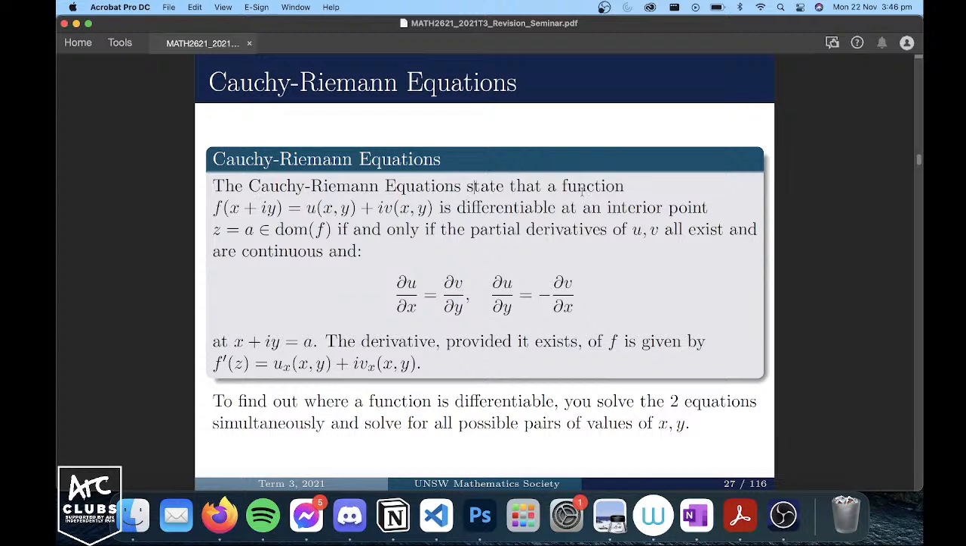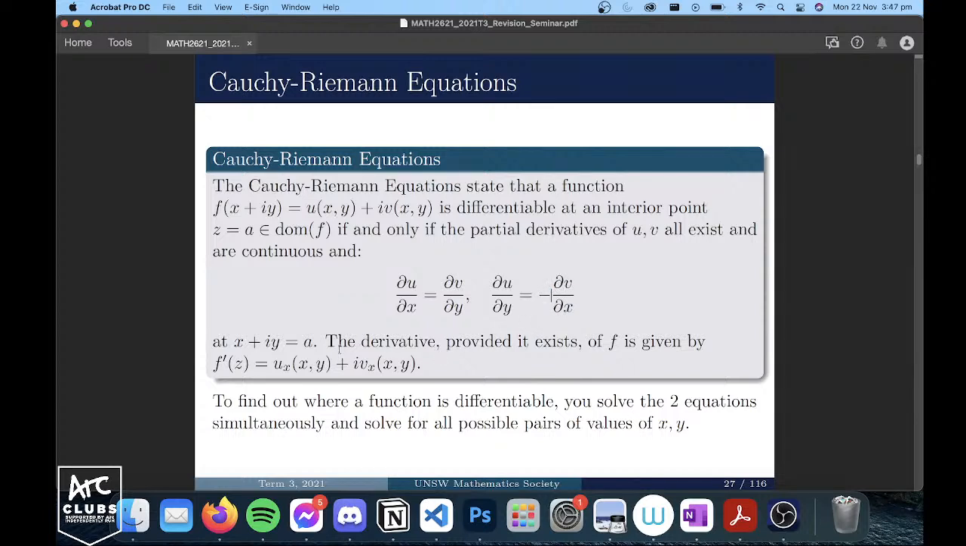The CREs state that a function f of x plus iy, in this form where the real and imaginary parts are separated, is differentiable at an interior point z equals a, which is included in the domain of f, if and only if the partial derivatives of u, v all exist and are continuous, and these equations are satisfied. A nice way of remembering it is that u and x are always the first ones, the real parts, and v and y are the imaginary parts. So this one would always be positive. And then all you need to do is swap it around for the second equation, and you also have to add a negative at the end. Okay?